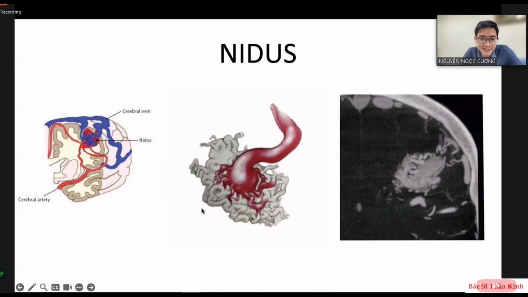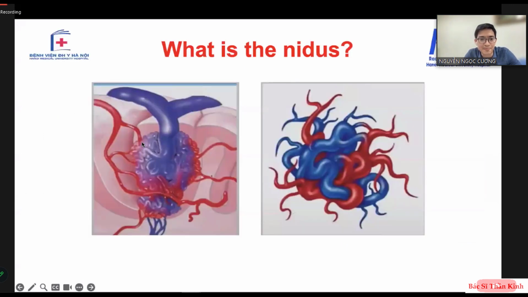So the nidus is defined as the tortuous arteries go directly into the vein. That is the nidus. On the image, we must see the arteries and the drainage vein. That is when we see the nidus. In the too early phase, if we see only the arteries without the drainage vein, we cannot see the nidus on the radio imaging.